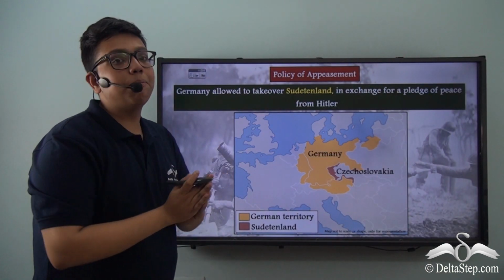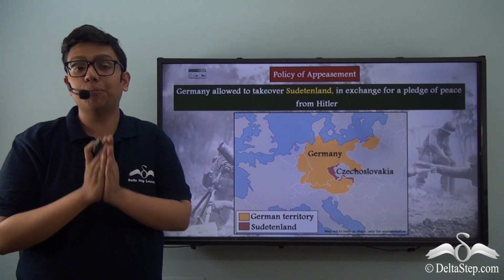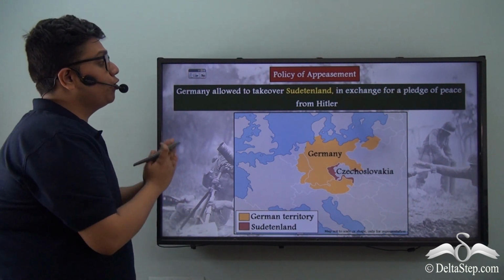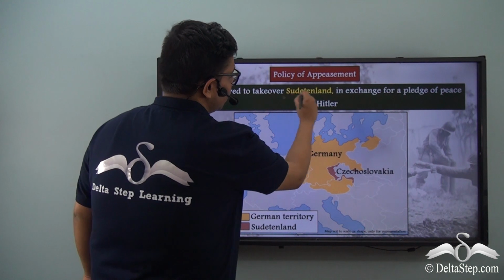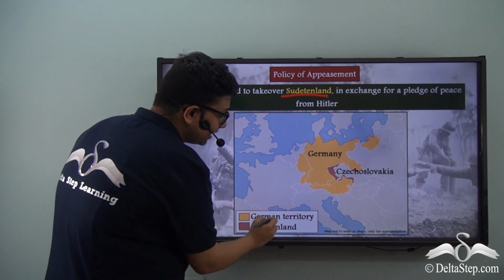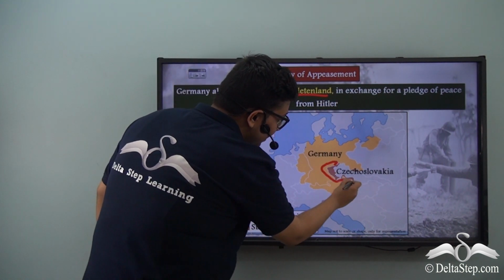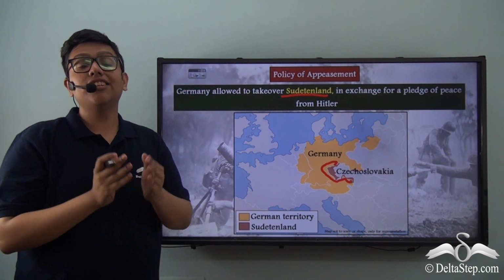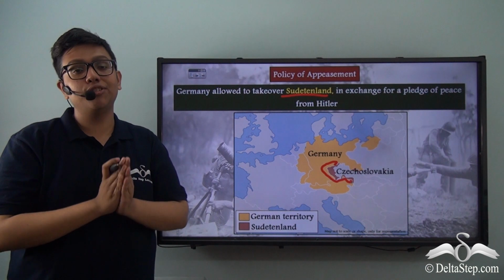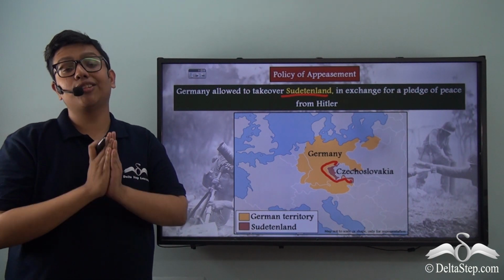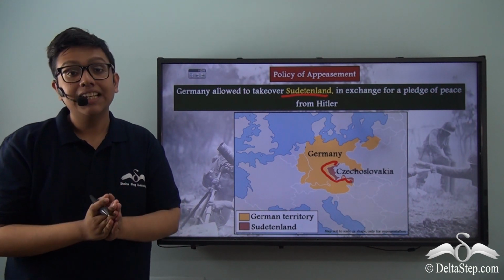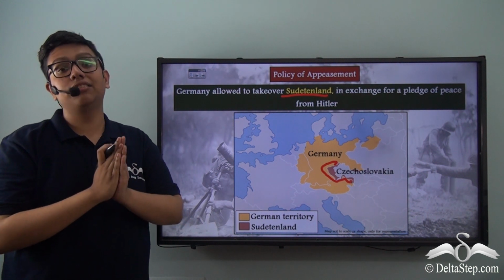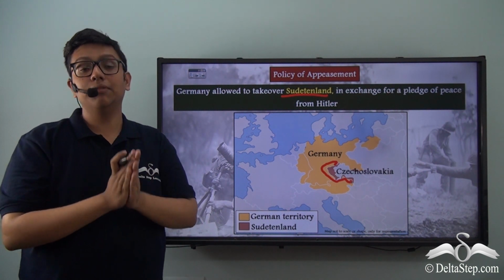But what was the Munich Pact all about? According to this pact, Germany was allowed to take over Sudetenland. You can see that region marked in red. This particular region was a part of Czechoslovakia, and it was a German populated region of Czechoslovakia which was given to Czechoslovakia after the First World War. Hitler had his eyes on this region and wanted it to be a part of Germany.